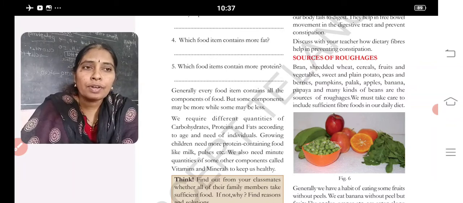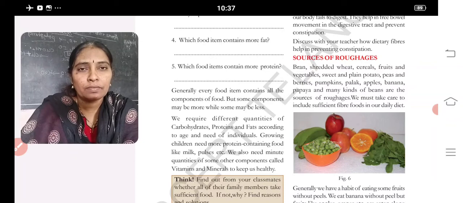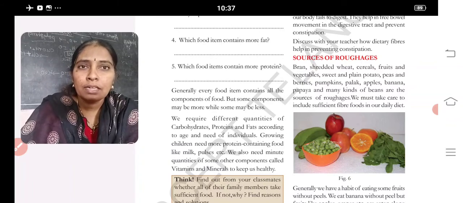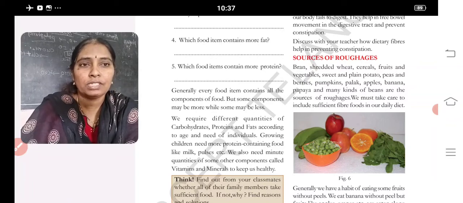What is the use of roughages? By taking the roughages, it makes our bowel movement free and avoids constipation. When the bowel movement is free, then automatically we will get free motions and it avoids constipation. So roughages are rich in fiber, which helps in free bowel movement and helps in avoiding constipation. That is the use of roughages.